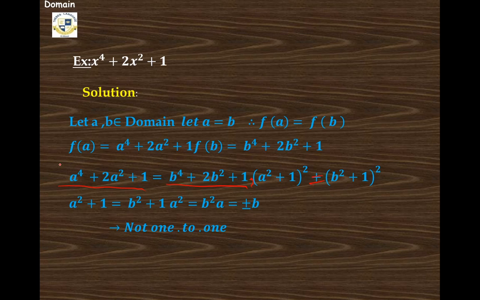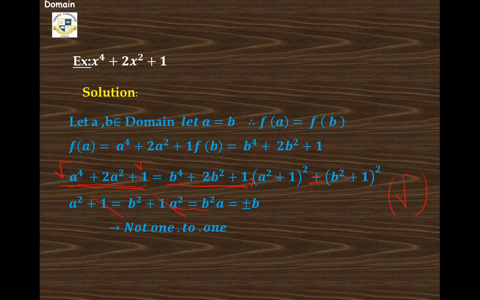power 2. How can I factorize this trinomial as a perfect square? I'll find both the square root of the first term and the last term. The square root of a power 4 equals a squared. The square root of 1 equals 1. A power 2 plus 1 all squared equals b power 2 plus 1 all squared. I'll take the square root for each side. Therefore, a squared plus 1 equals b squared plus 1. I'll cancel 1 and 1. Therefore, a squared equals b squared.